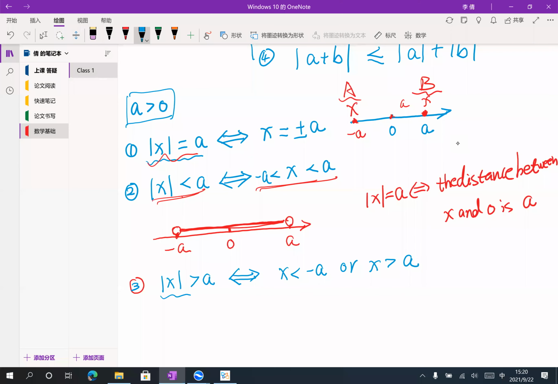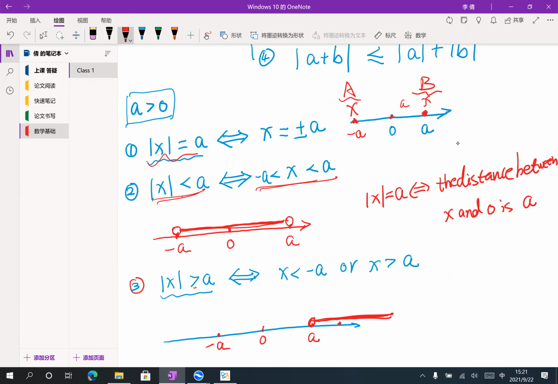This means the distance between x and zero is larger than A. Let's see on the real line: this is the point 0, this is negative A, this is A. All the points whose distance from zero is larger than A, so the point x must be to the right of A. Those points satisfy this inequality.